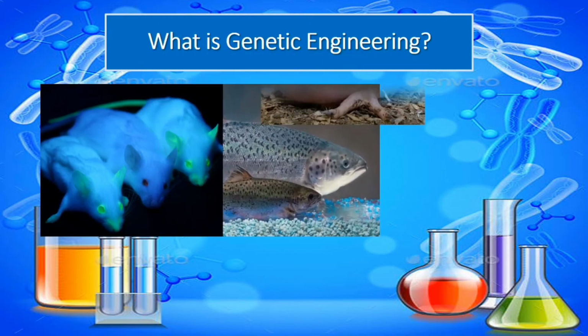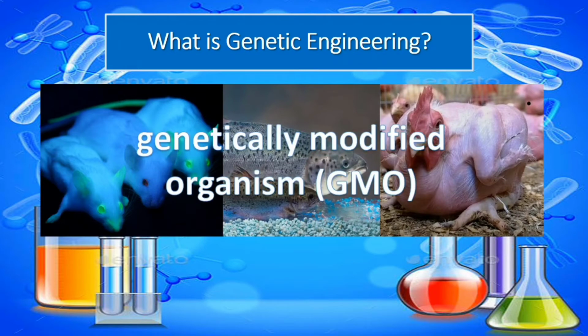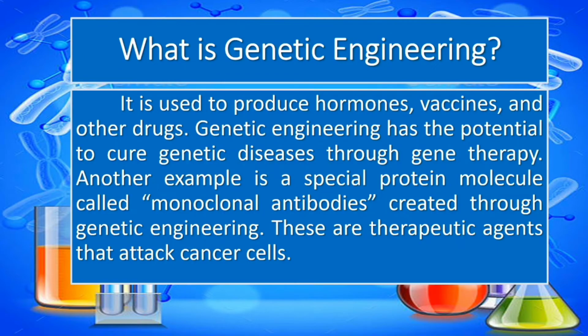These pictures I've shown you before are products of genetic engineering, and they are actually called genetically modified organisms or GMO. Genetic engineering is used to produce hormones, vaccines, and other drugs. Genetic engineering has the potential to cure genetic diseases through gene therapy.